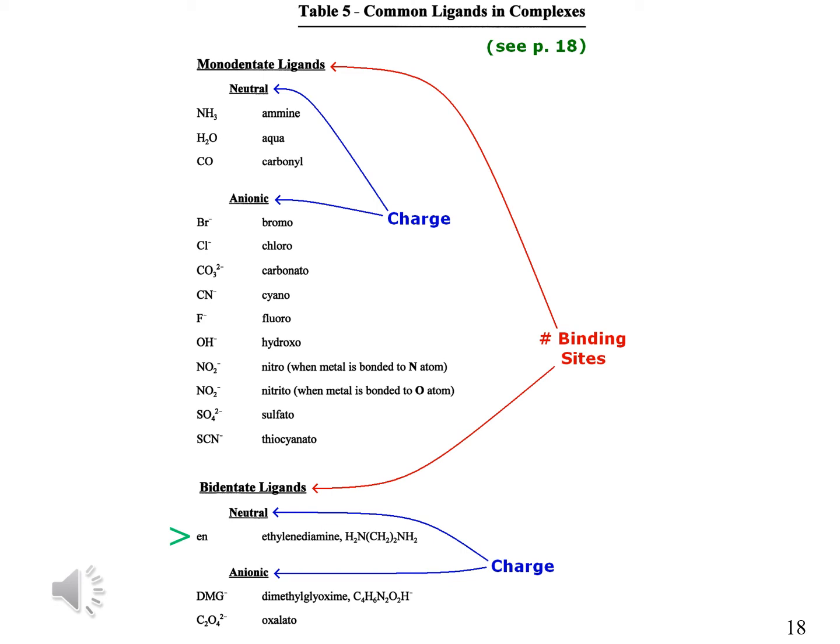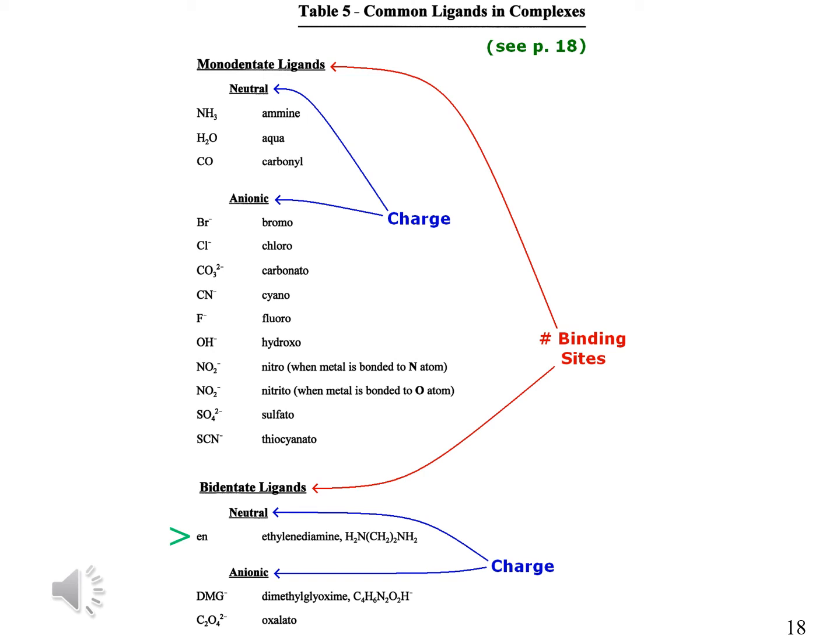At the top, you see monodentate ligands. What that means is these are ligands that only bind at one place to the metal, like Cl-. And at the bottom is the class bidentate ligands, which bind at 2 places. Under those columns, I also show the charge of the ions. Under both monodentate and bidentate, some of them are neutral and some of them are anions. And if you look at both groups, the anions can have a charge of either -1 or -2.